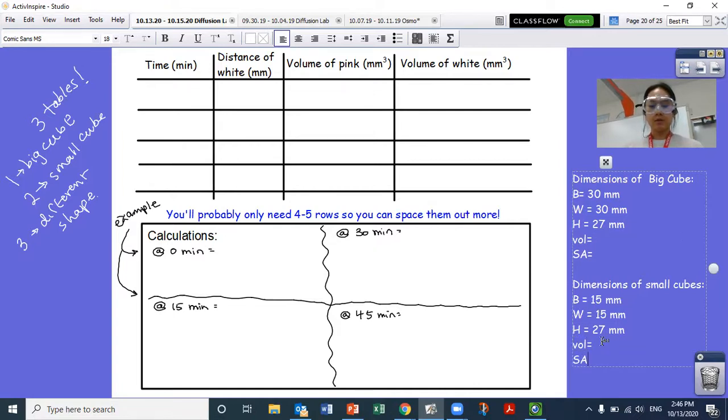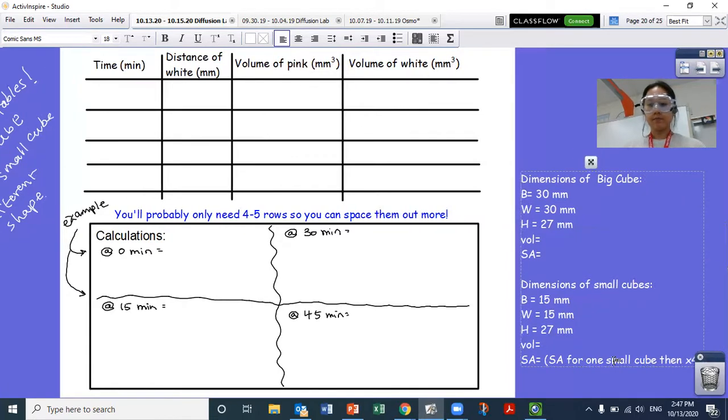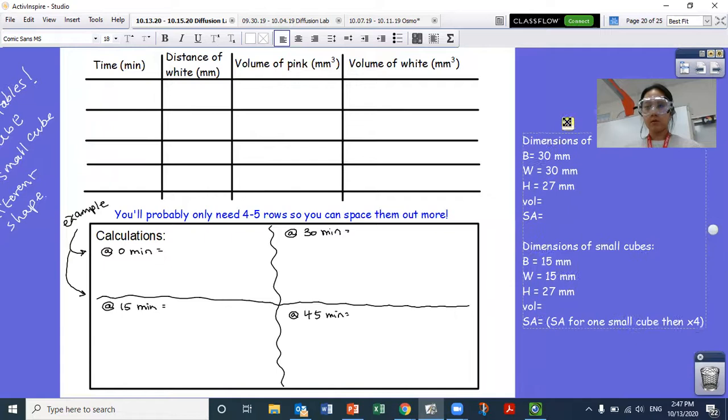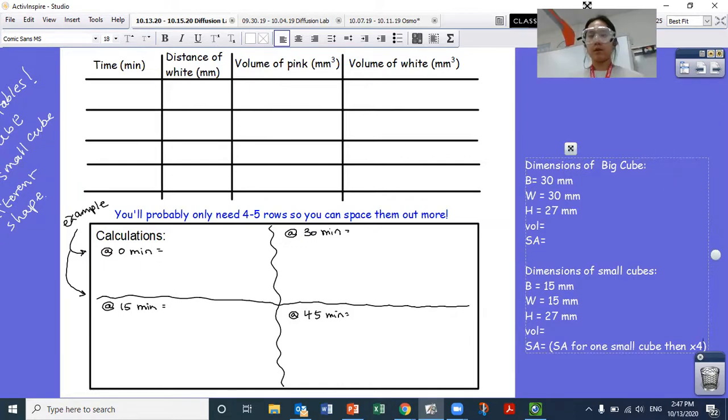But you're going to want to calculate your surface area for one of these small cubes, and then you're going to multiply by 4. Okay, so you're going to be calculating one small cube, then times 4. Okay, and then lastly, we're going to want to calculate all of this information for the different shape.